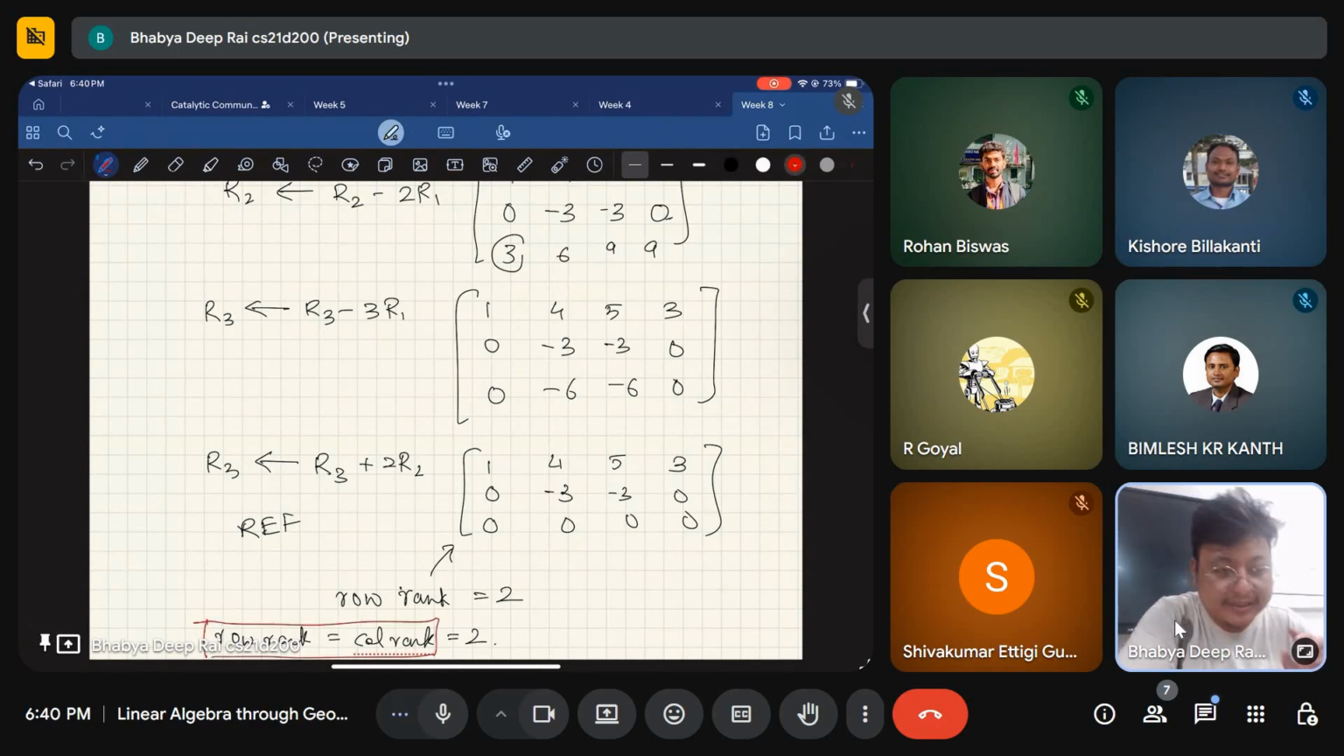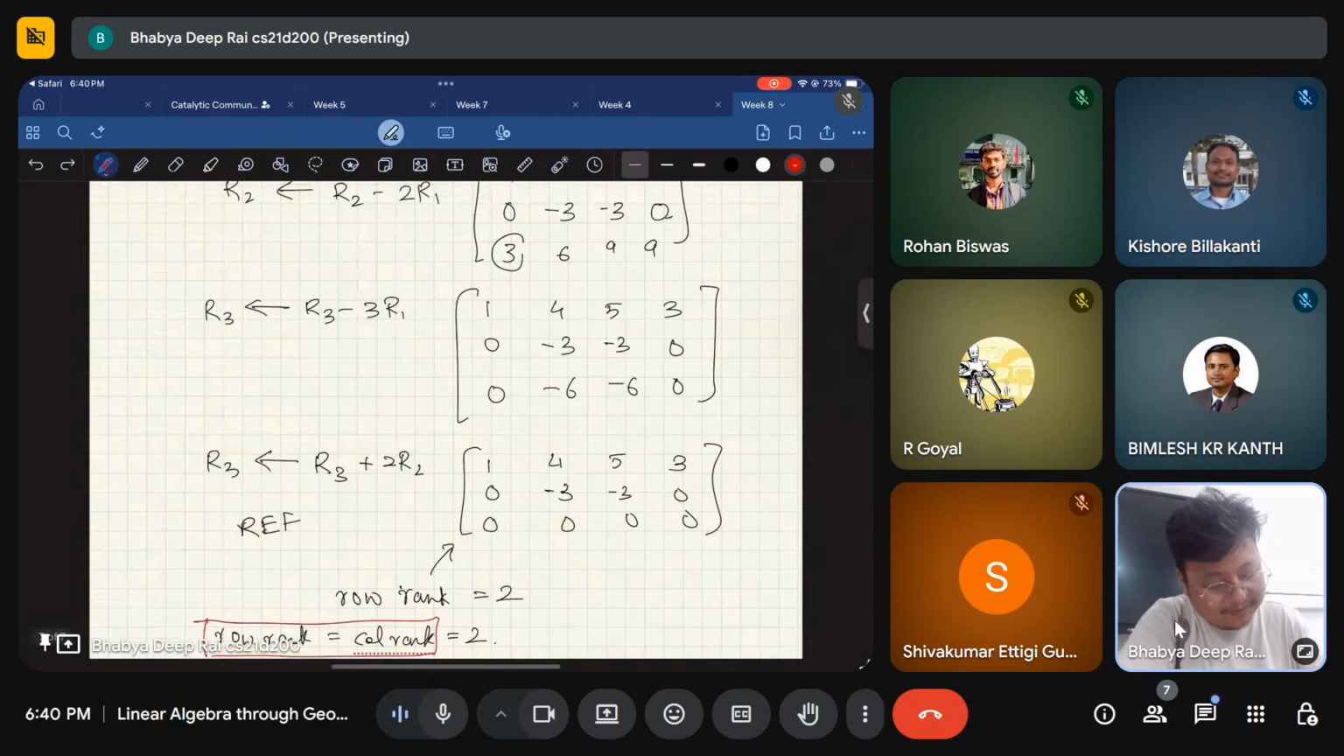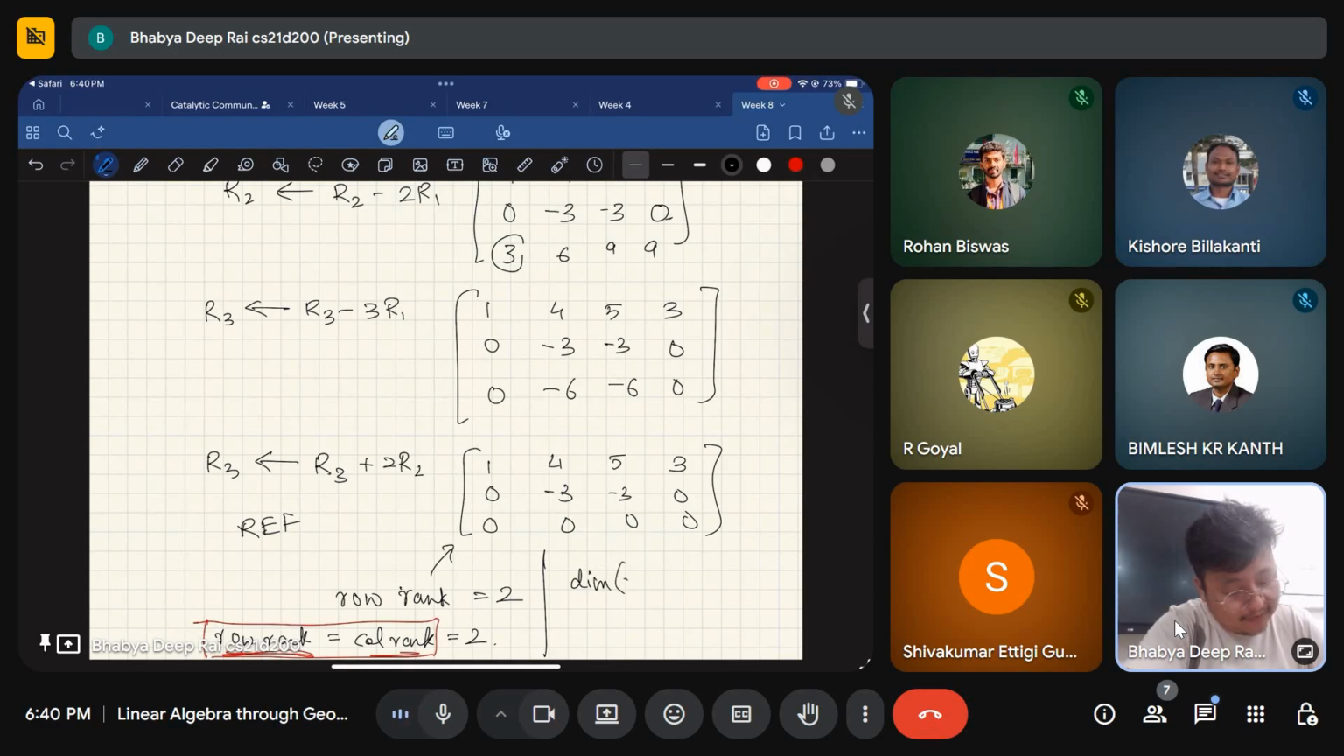That is the first thing. Second interesting thing is, just like I said that these two form the basis of the column space, the basis of the row space is these two. So what does it mean that row rank is equal to column rank? Since I said that the dimension of the column space is equal to the rank always, the dimension of the column space is equal to the dimension of the row space.